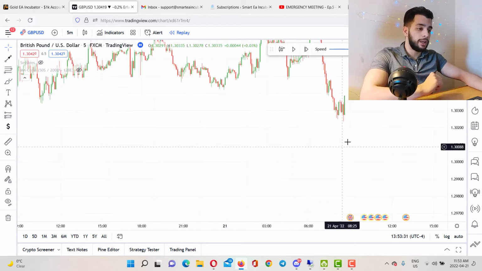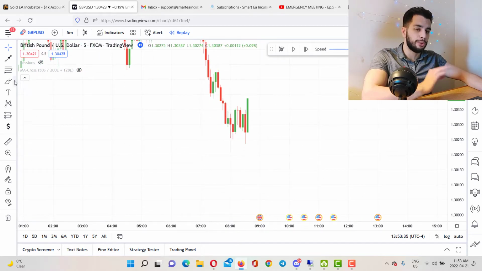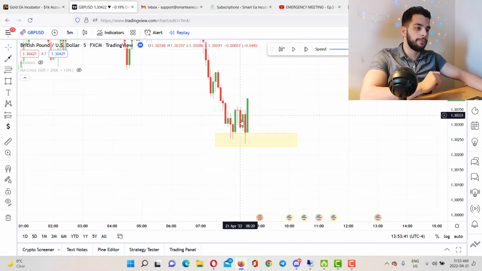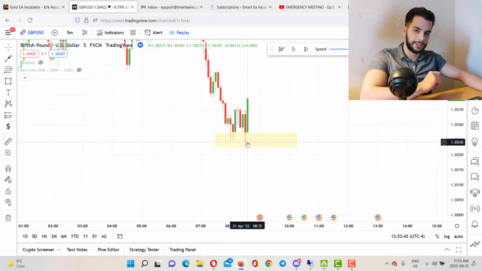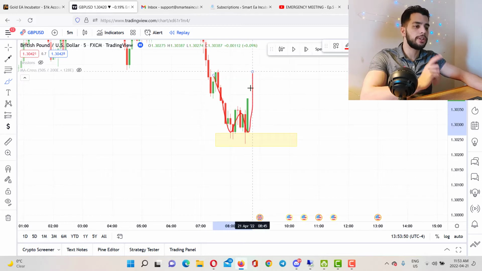However, as you can see right here, it's trying to create some sort of support level, and this is exactly what happened. Came down, bullish engulfing candle, came down again, tested this level, bullish engulfing candle, and it literally formed a W pattern. This is a W pattern.